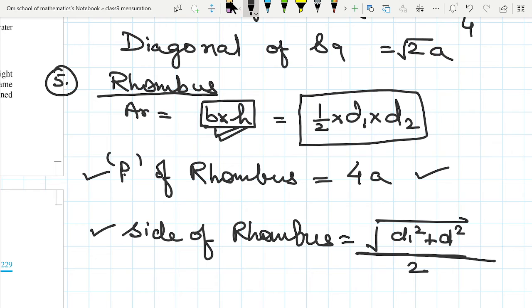What is the formula for trapezium? Sir, half into sum of parallel sides into the distance between them. See, first see the figure of trapezium. This is a quadrilateral whose only one pair of opposite sides are parallel. Only one pair of opposite sides are parallel.